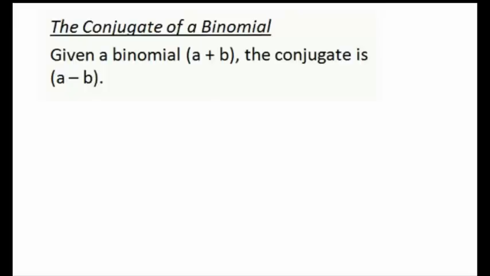Before we look at our two special forms, we're going to talk about what are called conjugates. So if we have a binomial, the conjugate is formed by taking the sign in between our two terms and switching it to the opposite sign.